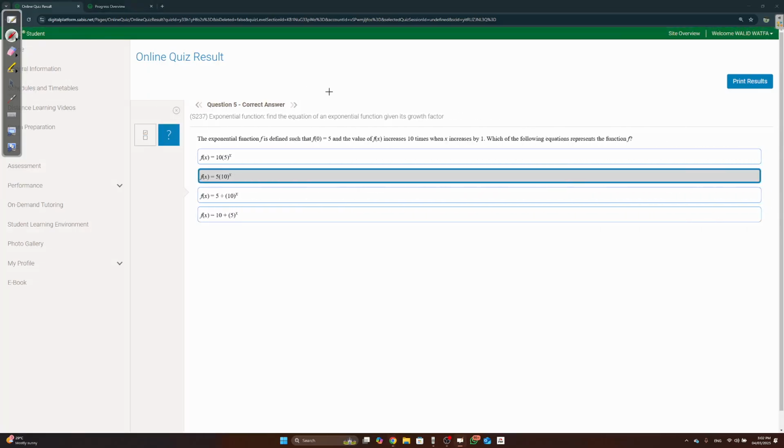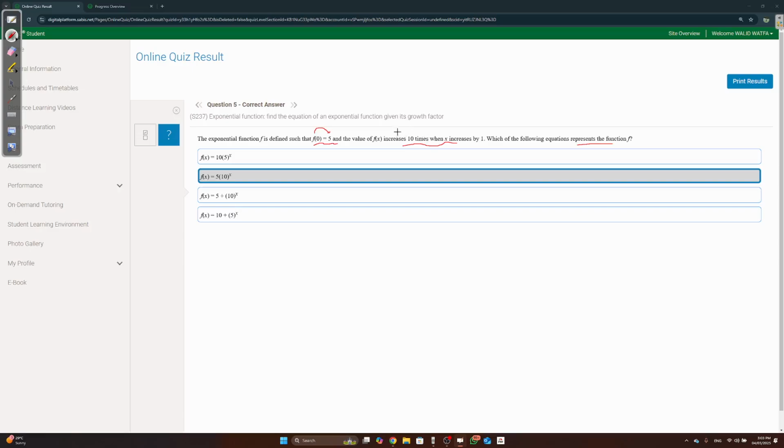Question 5. The exponential function f is defined such that f of 0 is 5, so they gave you the initial value, and the value of x increases 10 times. So they gave you the rate of change as 10 times. It's not a percentage here, it's 10 times. Okay, they told you 10 times. For this, when we had p0 times 1 plus r to the power of n, this scalar you're going to replace by 10, because they gave you the rate as 10 times. But when they give you a percentage, you use 1 plus r. Which of the following equations represents the function f?